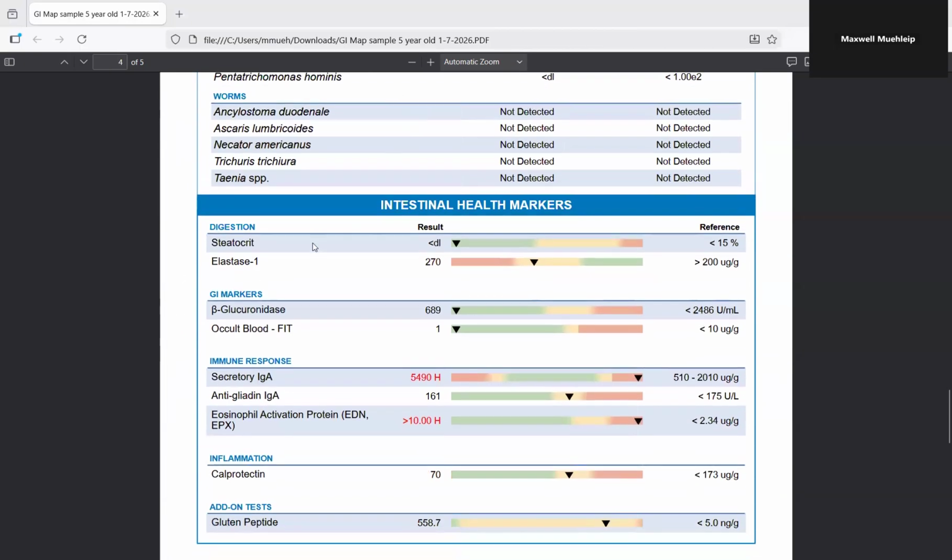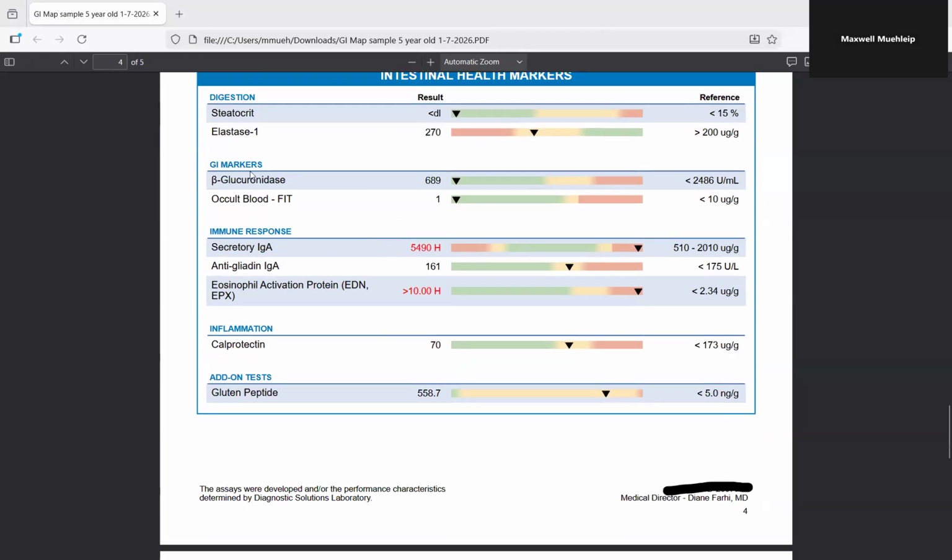But then when we come down here and look at some intestinal health markers, steatocrit, that's fat in the stool, pretty good. Elastase 1, this is a marker of how well the body is making digestive enzymes. So when this is moderate or low, not in the ideal range, this person, this 5-year-old girl, maybe is not producing enough digestive enzymes in her pancreas or is not making enough stomach acid to properly digest things. And we know that she already had food poisoning from the E. coli, and the H. pylori could be playing a role with that.